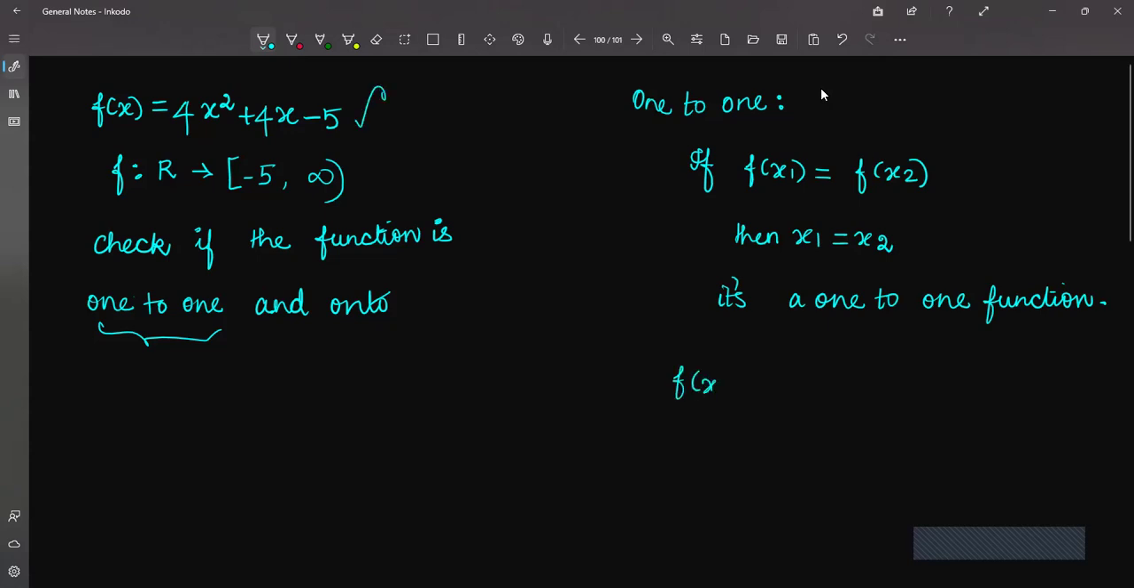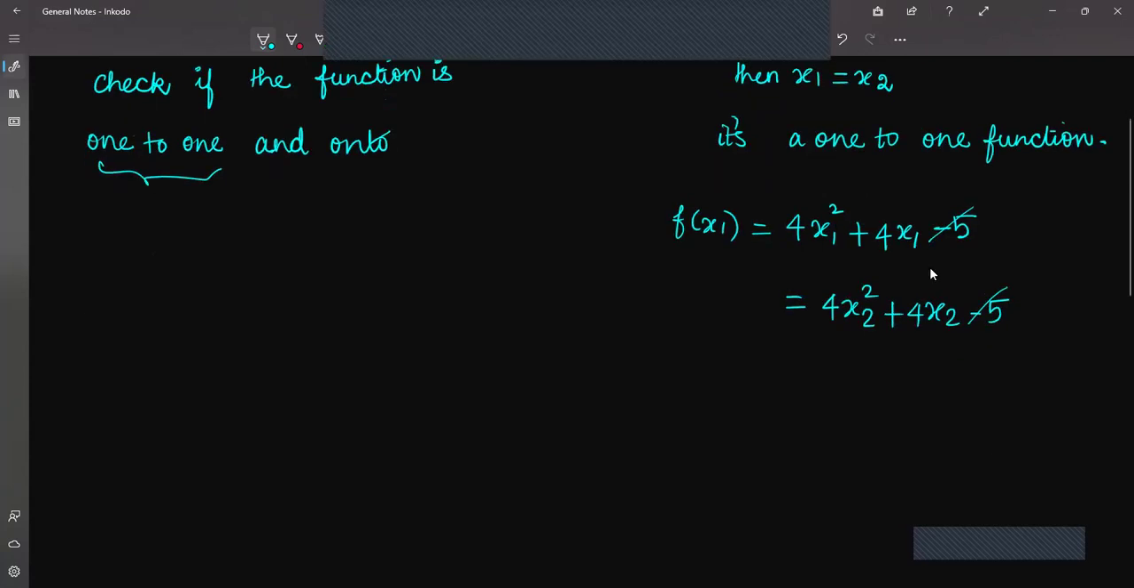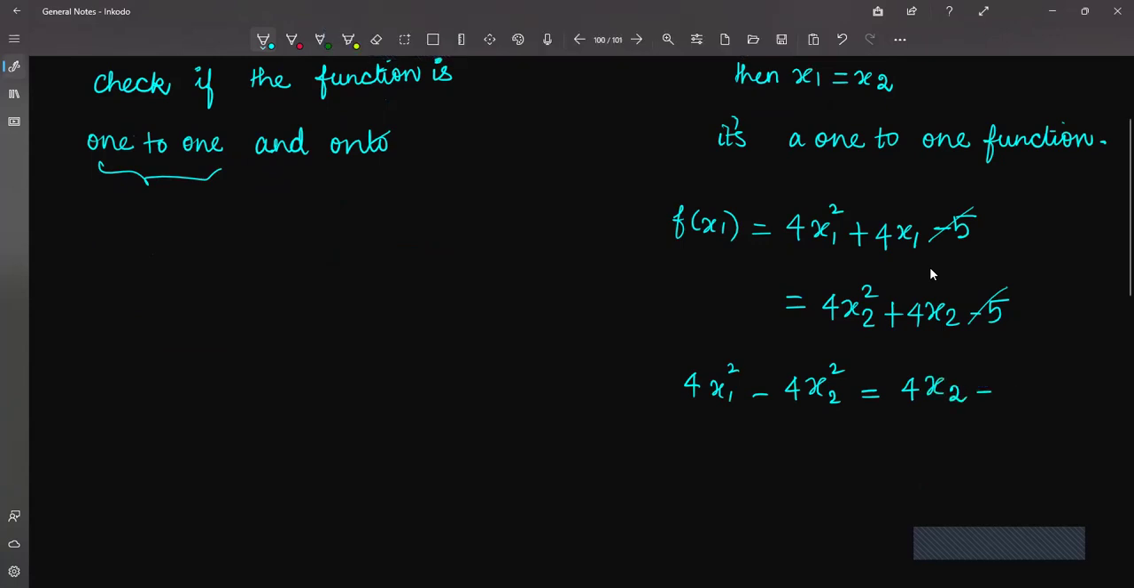So f of x1, that is 4x1 square plus 4x1 minus 5, is equal to, if f of x1 is equal to f of x2, that is 4x2 square plus 4x2 minus 5. We can cancel off the minus 5 and minus 5. We can write this as 4x1 square minus 4x2 square, that is equal to 4x2 minus 4x1. We can bring all the terms onto the same side.